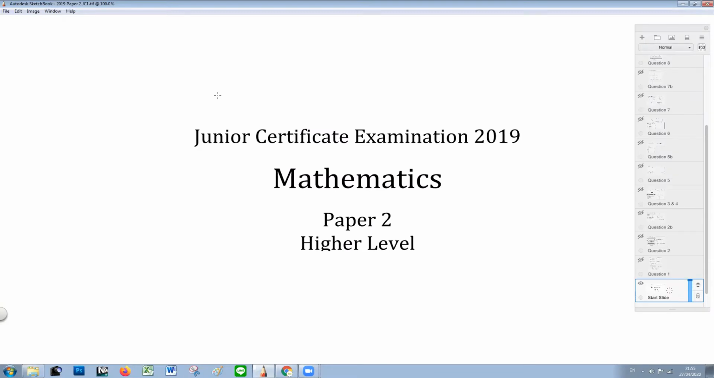Hi everyone. Today we're going to be going over the Junior Cert Maths paper 2019, the paper 2 version, the higher level one. With that, I'm going to immediately get started.